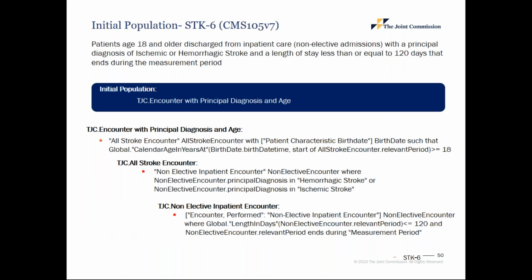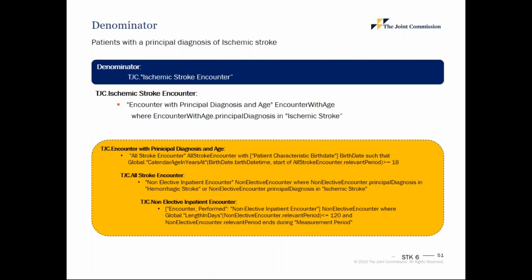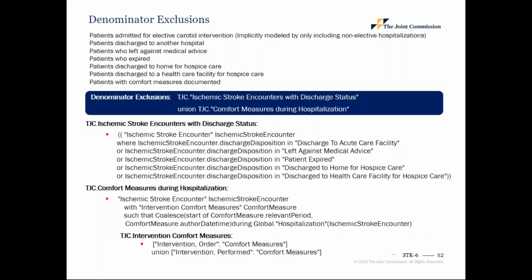Thanks again, Karen, for that introduction. Okay, and since the initial population is the same for all the stroke measures, we will continue forward and bypass this definition. Again, the denominator is the same as stroke 2, where we pull in the same definitions, and so we'll continue pushing forward. The denominator exclusions, same here, no change. We will continue moving forward.